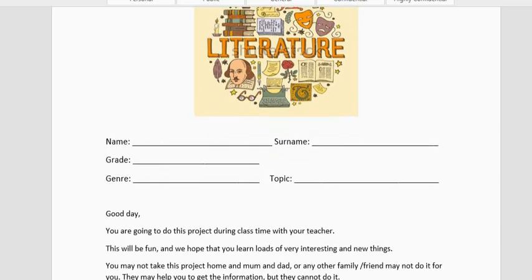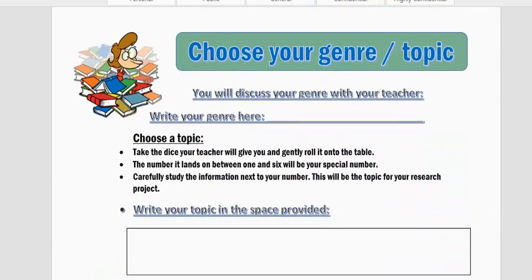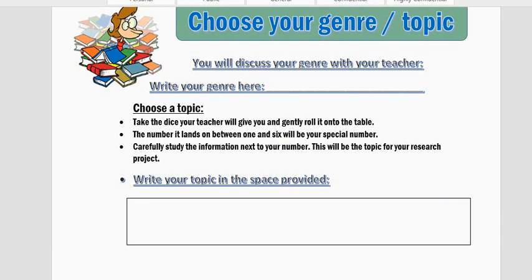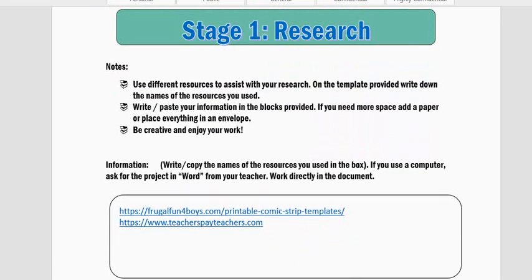Topic 2, write it out. These are general instructions. Okay, once again, on the cover page is sufficient, but the learner must write down the genre and the topic that's been given to him. That's very important. Then there must be some space allocated where the learner can put his research material, together with information on how to conduct this research.